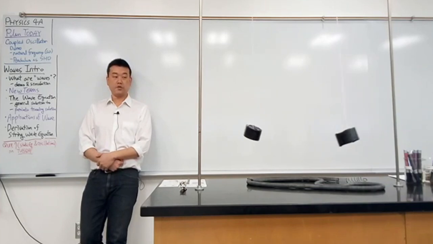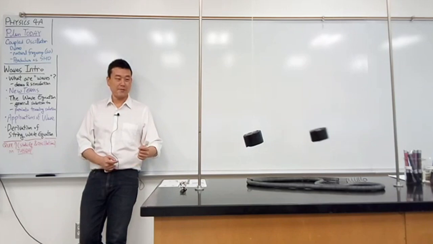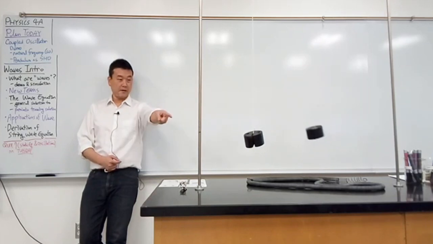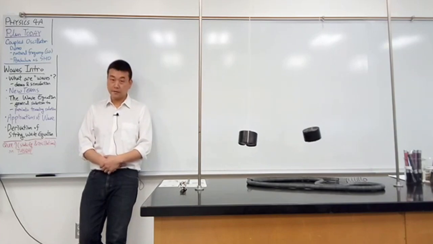So Bob starts to move, and you will see that over time, Alice actually comes to a stop. There's a moment when she comes to a complete stop. Alice is at a complete stop. But it doesn't stay there. It actually gets moving again. And then over time, Bob will come to a complete stop.